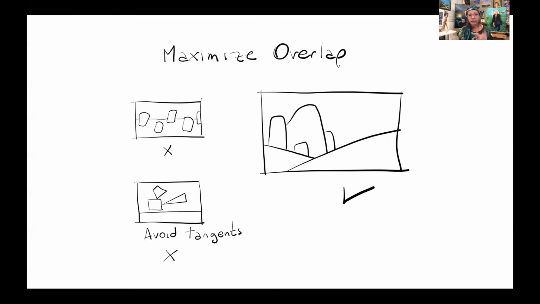And avoid tangents at all costs. If you have something slightly pointing and touching, you don't just touch, you make a decision and you make it cross. You don't just have it touching in the corner, because that feels really uncomfortable. It's like you don't really know what's happening. Is it meant to be in front, behind? It just doesn't create harmony.